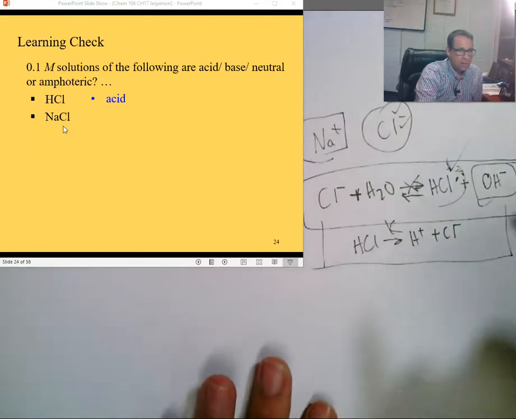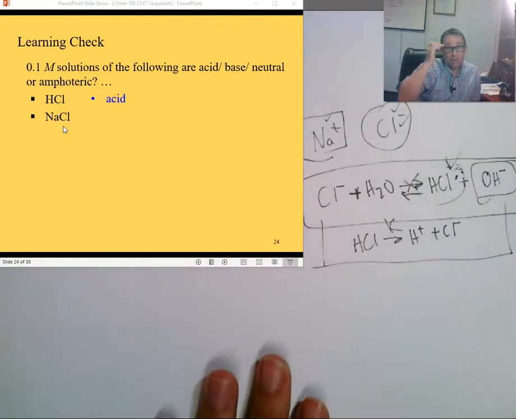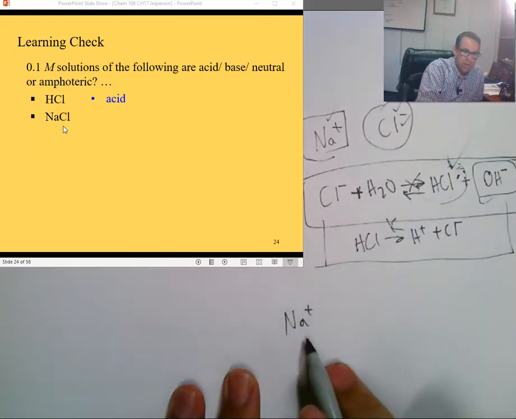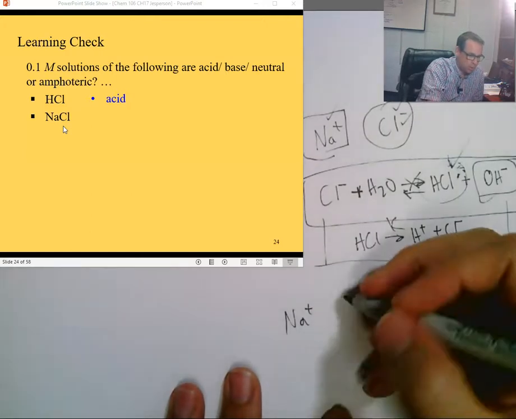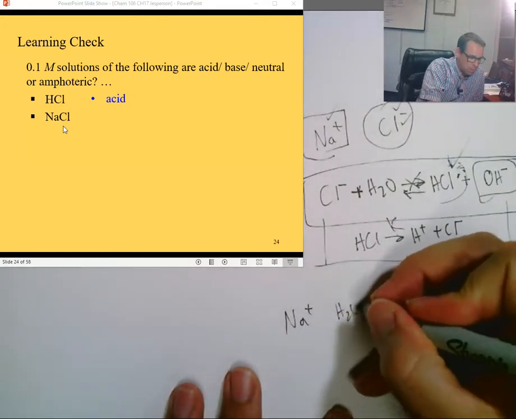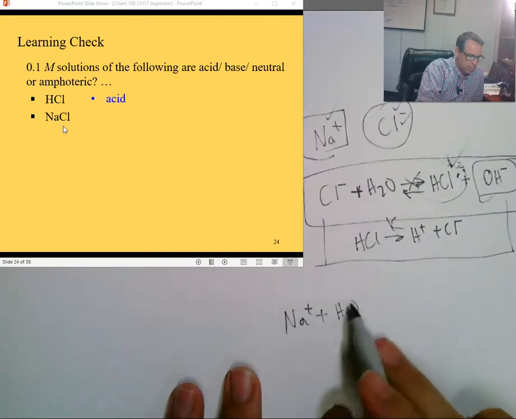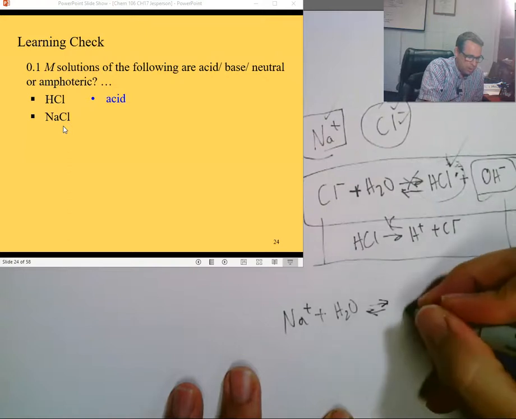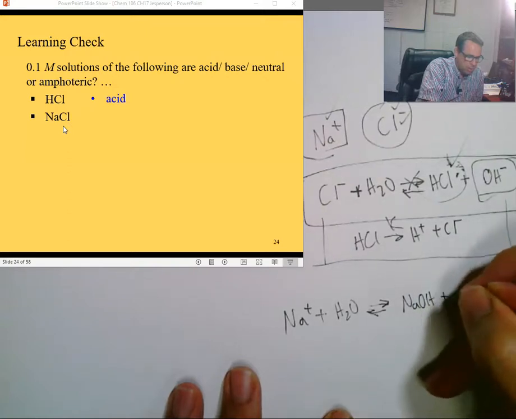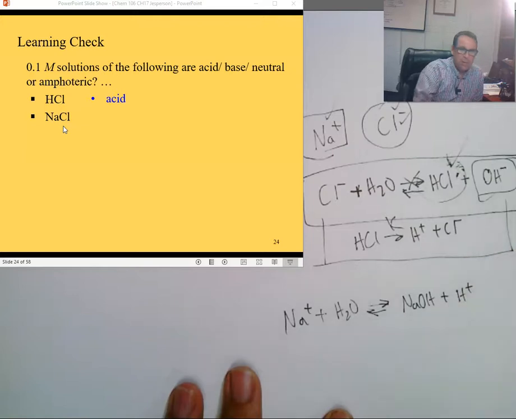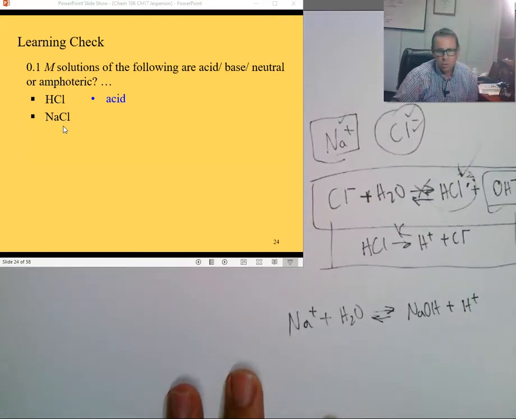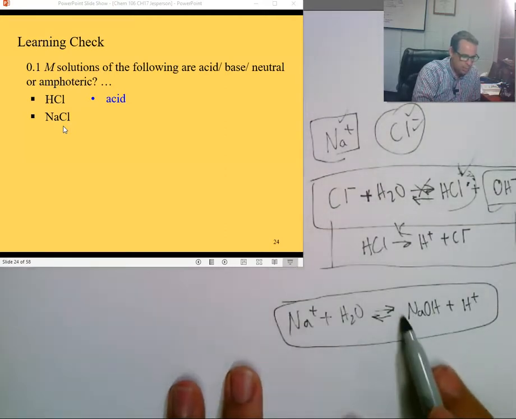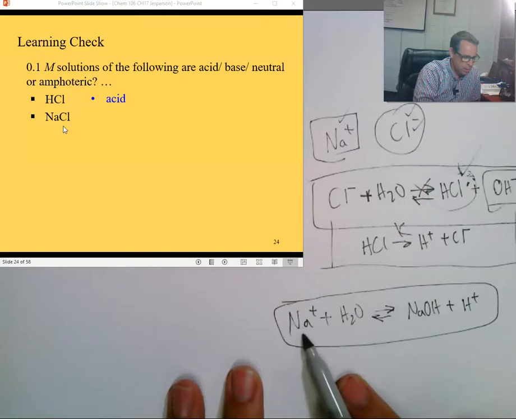So now let's look at what the rest of this salt might do, the sodium ion. What could a positively charged ion do in solution? Well, if it's going to interact with water and do something, it would have to attract the hydroxide ion away from water. And if it did that, it would make sodium hydroxide and leave behind the hydrogen ion. So we ask ourselves, is that going to happen? Are we going to get any sodium hydroxide resulting in solution when we add the sodium ion?